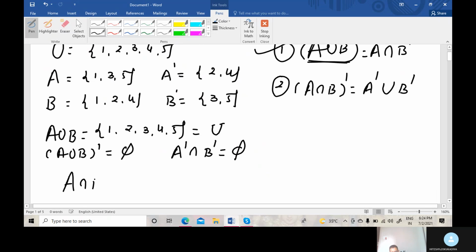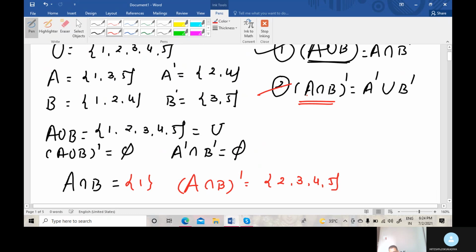So first we take A intersect B. Which elements are common in A and B? Only 1. Now the complement of A intersect B in the universal set: cut 1, subtract the 1, so the remaining elements are 2, 3, 4, 5. Right? In the second law, the complement of A intersect B is the LHS. Now the RHS is A dash union B dash.